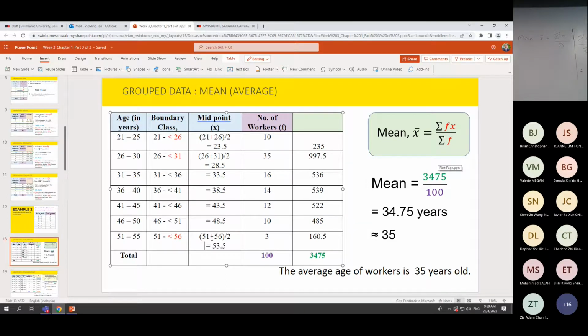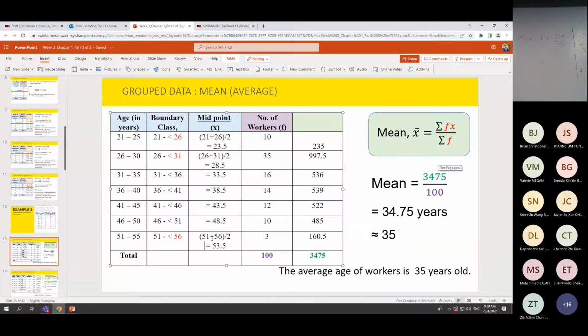So for the first class, we are going to use 23.5 to represent the first class score. The second class age value will be 28.5. The third class will be 33.5, and so on. So this is a limitation for group data analysis. What's the limitation? We assume we are going to use the average value for each class to represent the class value.